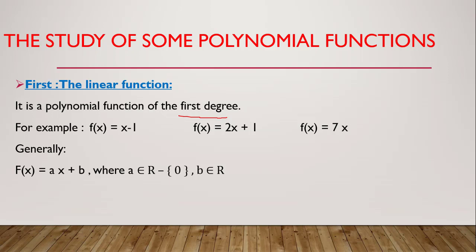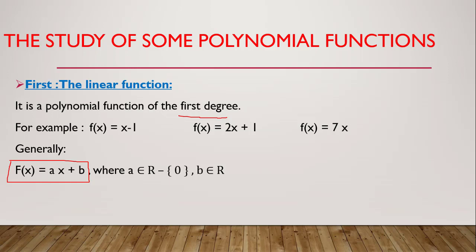So, in general, if the function is in this form, f of x equals ax plus b, this function is a linear function. a and b are numbers. Okay, a should be any number except 0, because if a is 0, that means this term will be 0, so it will be f of x equals b.